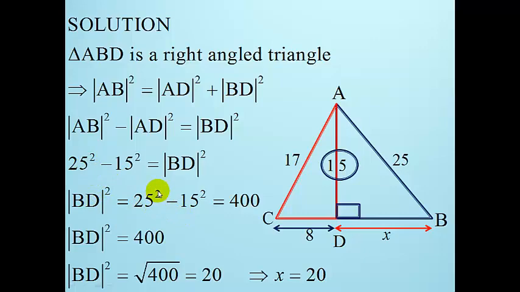Now 25 square minus 15 square is equal to 400. And if BD square is equal to 400 and we want to find the value of BD, we have to take the square root of both sides. In doing that, BD will be equal to the square root of 400. And the square root of 400 is equal to 20. This implies that the value of x is equal to 20 because BD equals 20. So x is equal to 20.